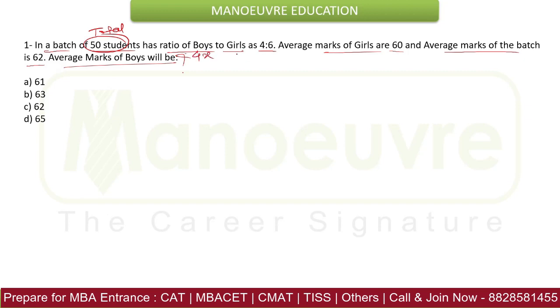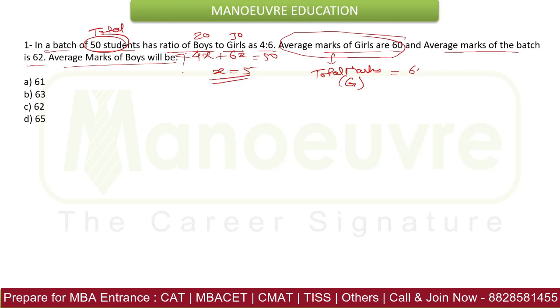So if boys are assumed as 4x and girls as 6x and total is 50, then 10x is equal to 50. So x will be equal to 5. That means boys will be 4 into 5, that is 20, and girls will be 6 into 5, that is 30. Fine. Now average marks of girls is 60. That means total marks of girls will be average into total number of girls, that is 30. So that will be 1800.